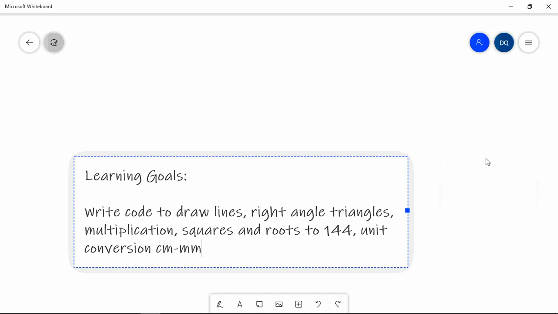This is the second part of our lesson in preparation for learning the Pythagorean theorem. So this is the number sense portion of the lesson. So we're going to look at multiplication. We're going to look at squares and square roots right up to the number 144.